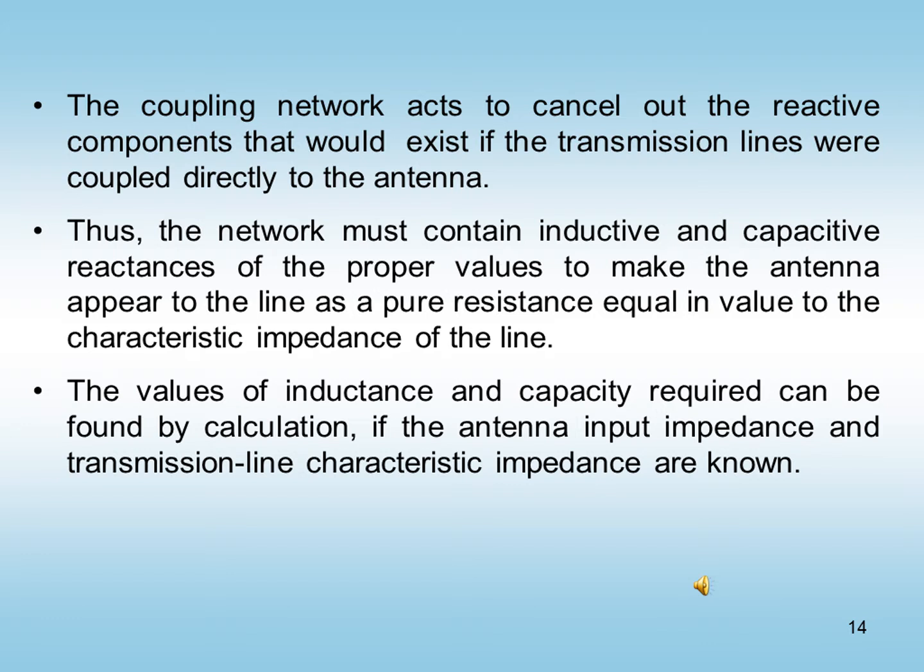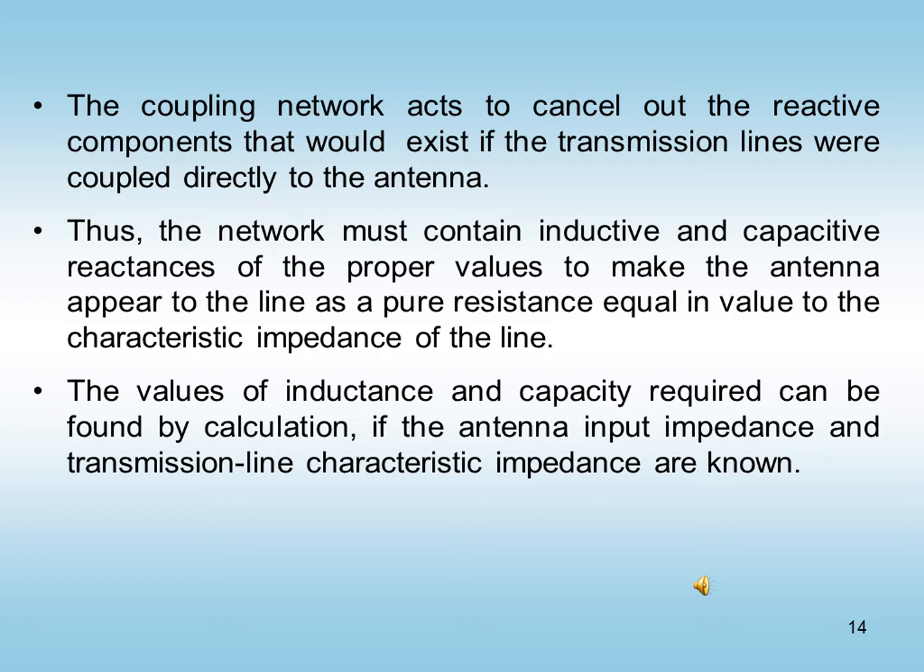The coupling network functions to cancel out the reactive components. Level A6 is the transmission line coupled directly to the antenna. So the function of the coupling network is to cancel out the reactive components. The transmission line is to be coupled directly to the antenna. By this way, coupling networks cancel out the reactive components.